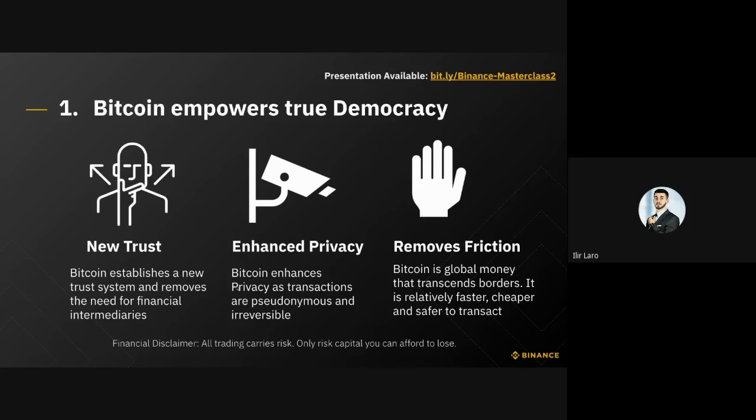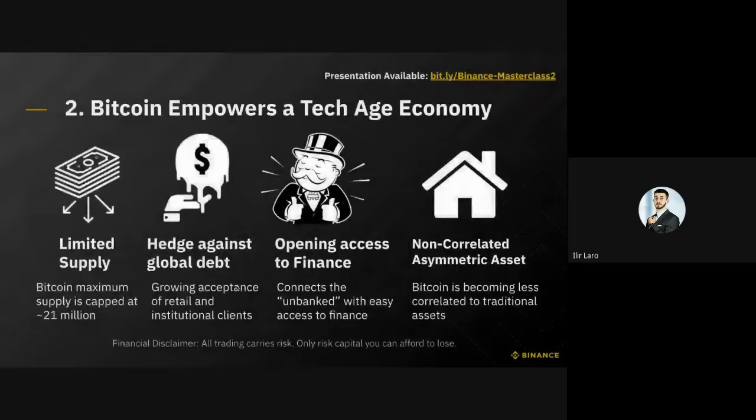So moving on to the second portion, which is how does Bitcoin solve the global economic turmoil? Well, Bitcoin empowers and bootstraps a technological age of economy. Bitcoin is limited in supply. This is something that actually gives it quite a lot of value because many people believe that because it's scarce, similar to the Lamborghini example that I provided, it's worth having.